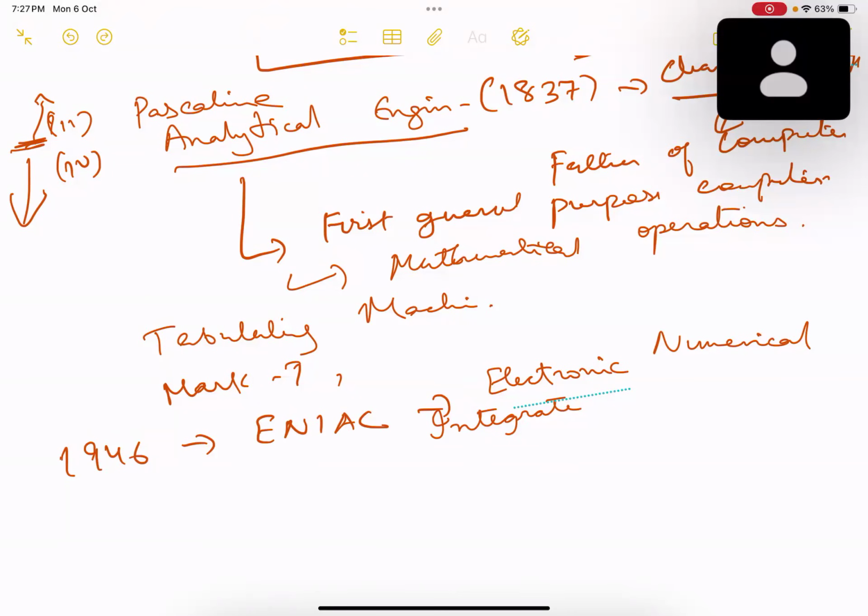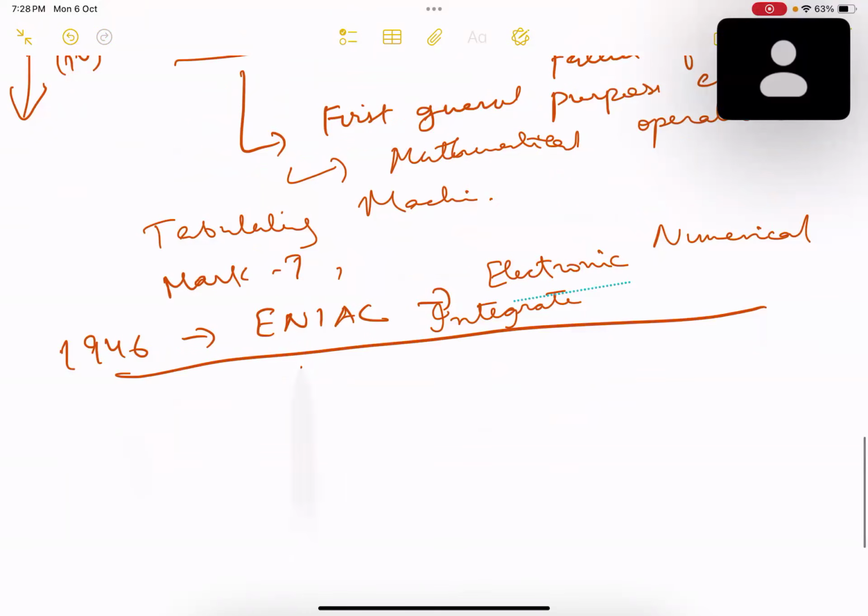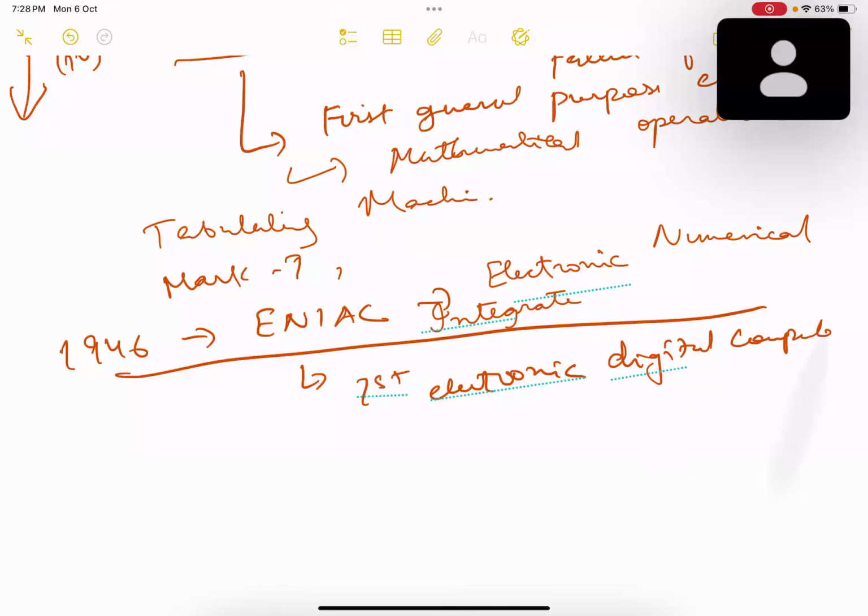So this is very important. Why? Because this was considered to be the first electronic digital computer. Even though there were electronic devices before, these were not digital. So from here onwards, we see the rise of the electronic digital device.